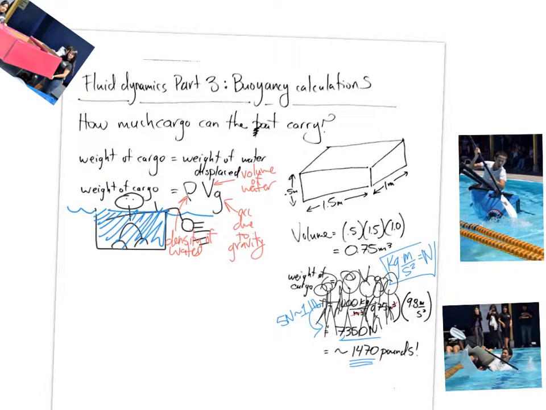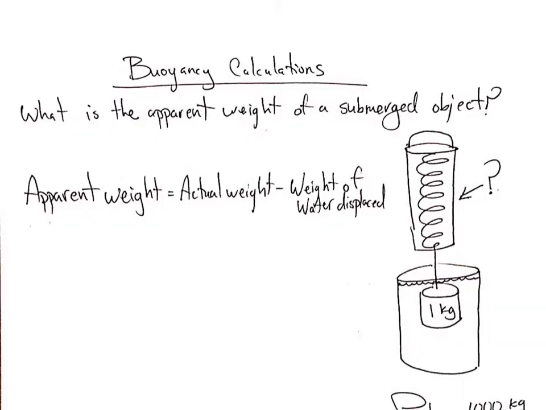So again, that was how much cargo the boat can carry. And we're going to do a lab that's similar with smaller containers, unless you want to build boats and take a field trip out to Crowley or something. Okay, second type of buoyancy calculation. What is the apparent weight of a submerged object?